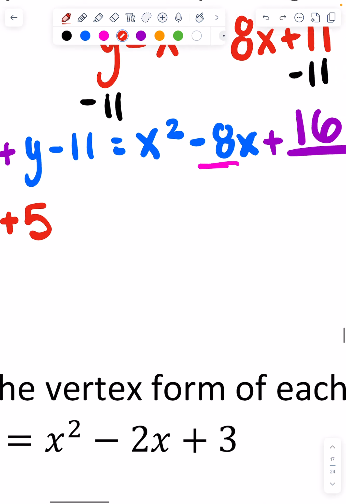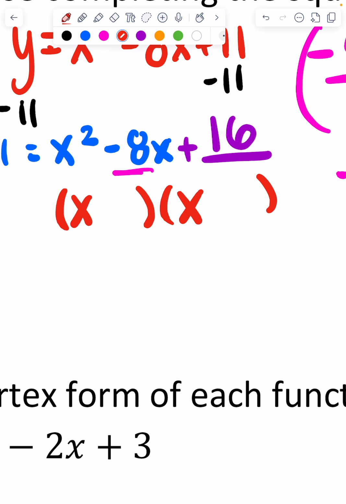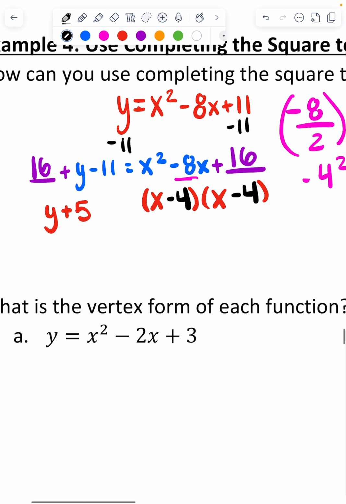Now let's move over to the right-hand side. We came up with this c value here because now we can factor this. There is a perfect number that multiplies to positive 16 and adds to negative 8, and that is negative 4 and negative 4. So here is our equation right now. Let's go ahead and go one more step further on the right-hand side. We want to rewrite those 2 factors like so. We want to square them, and we can do that because they're identical now. And then let's bring down that y plus 5 on the left-hand side.